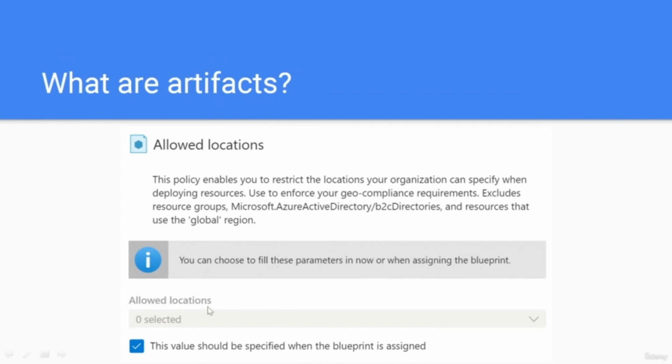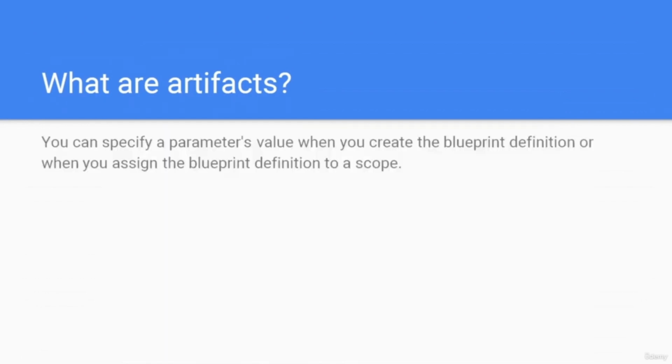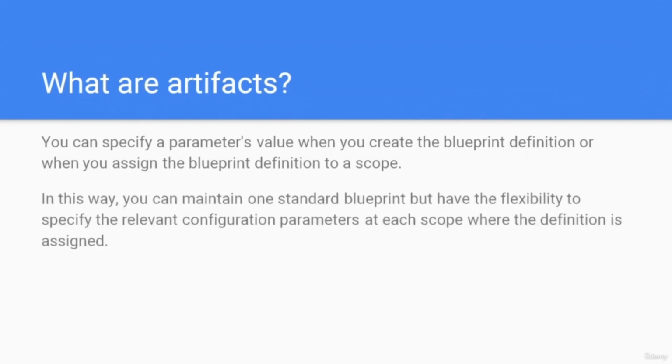And by the way, you can see that we have parameters. You can see this value should be specified when the blueprint is assigned, and this is one of the options. You can specify a parameter's value when you create the blueprint definition or when you assign the blueprint definition to a scope. In this way, you can maintain one standard blueprint but have the flexibility to specify the relevant configuration parameters at each scope where the definition is assigned.